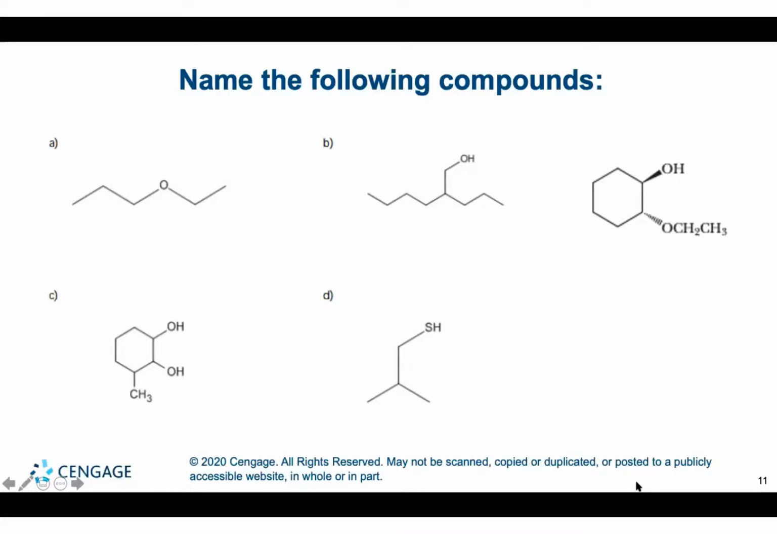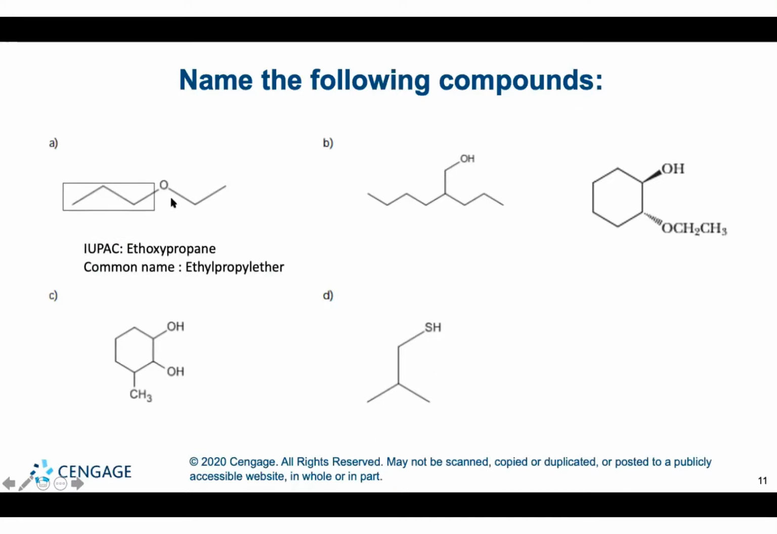Let's practice naming some alcohols, ethers, and thiol compounds. What's the first one, guys, on the left? This is an ether, right? So what's the longest chain, guys? These 3 carbons. So I start numbering from this carbon: 1, 2, and 3.